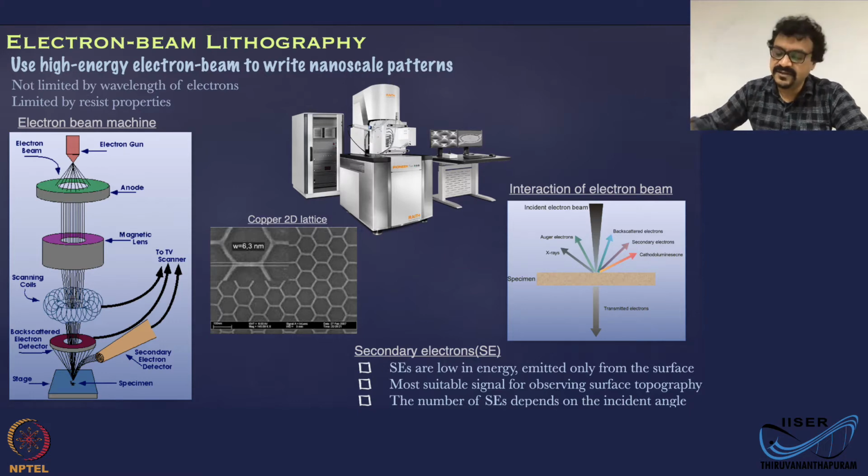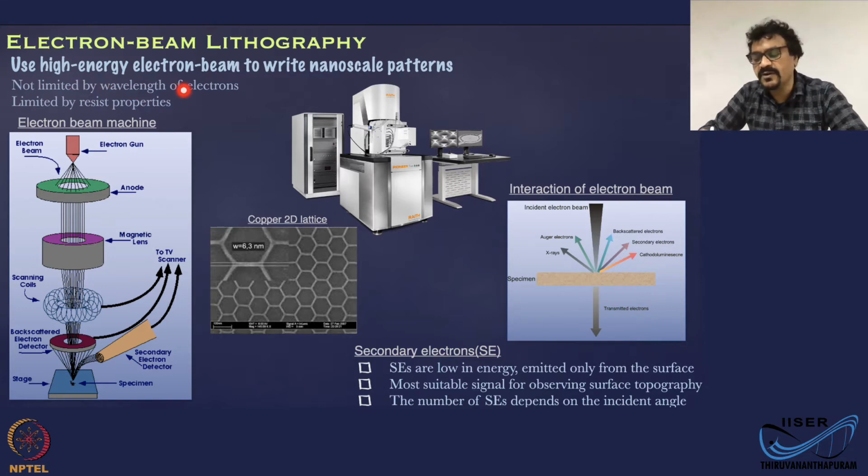In this case, what we are doing is we are using a high energy electron beam to write nanoscale patterns. So here we are not limited by the wavelength of the electrons. We are mostly limited by the resist properties and also the quality of the electron beam optics. Okay. Here, this is a schematic of an electron beam machine, which is also a microscope. It's an electron beam microscope.